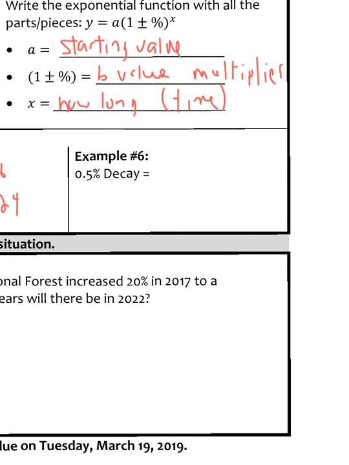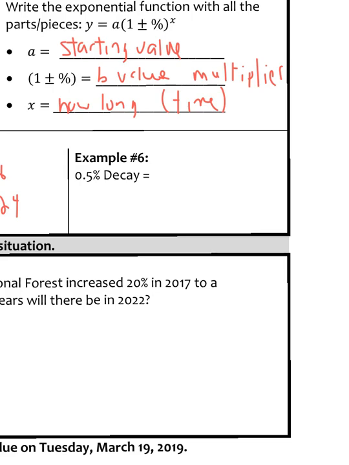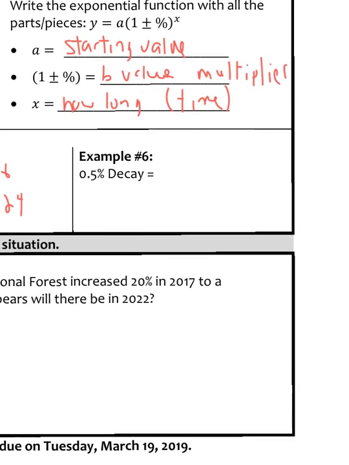Now 0.5% decay. First off, that's going to be 0.005. And we'll subtract that from 1. So our b value is 0.995.